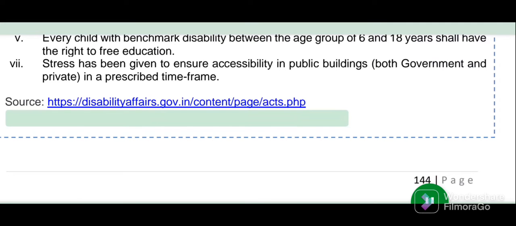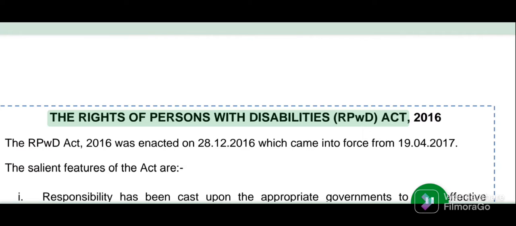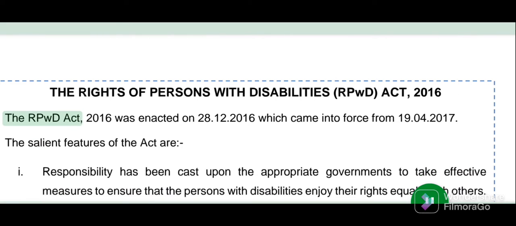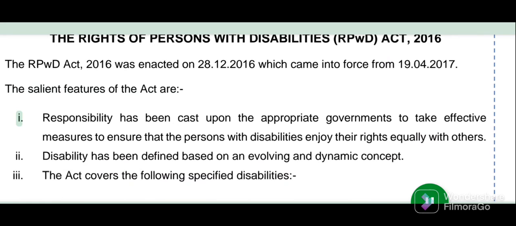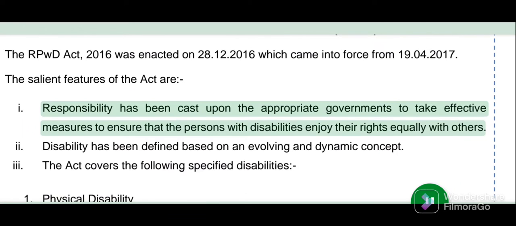9.4 Interventions under Inclusive Education component. The Rights of Persons with Disabilities (RPWD) Act, 2016. The RPWD Act, 2016 was enacted on the 28th of December 2016, which came into force from the 19th of April 2017. The salient features of the Act are: Responsibility has been cast upon the appropriate governments to take effective measures to ensure that the persons with disabilities enjoy their rights equally with others.